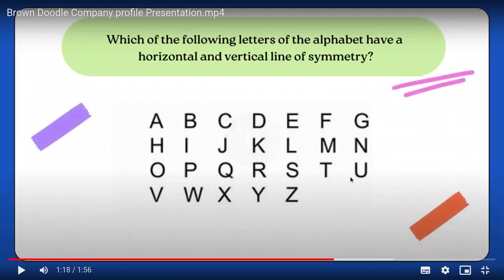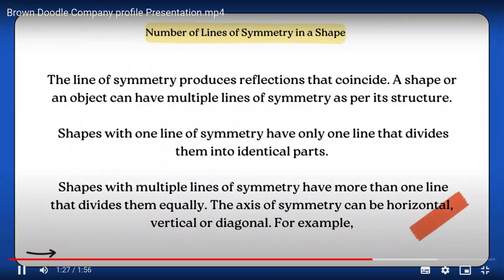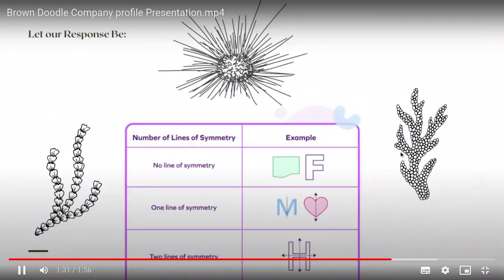Then I simply ask which of the following letters of the alphabet have a horizontal and vertical line of symmetry, so that I can confirm that whatever I'm teaching them, they are able to get. Then I show this picture to them so that they are able to find it clearly. Then the number of lines of symmetry.